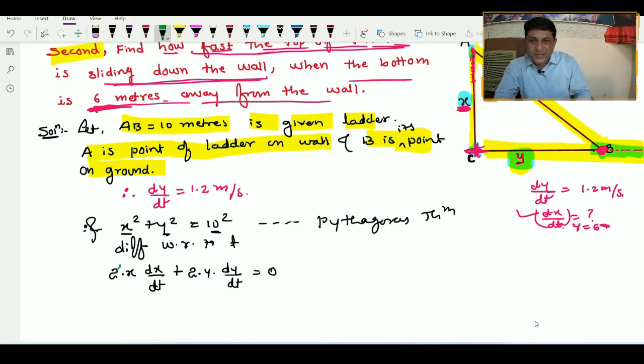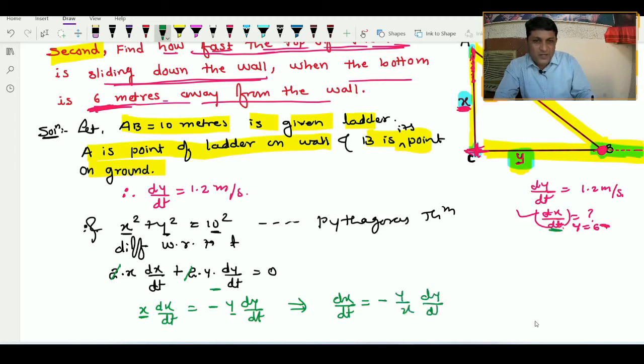Now we can observe that 2 on both sides will get cancelled, meaning if you divide both sides by 2 it will get cancelled. Our required value is dx by dt. So x dx by dt, keep it as it is. So this plus term on this side will become minus y dy upon dt, which implies that dx upon dt will be equal to, x multiplied here and divided there, so what do we get, minus y by x dy upon dt. Now according to the given condition, this 6 is nothing but the value of y.